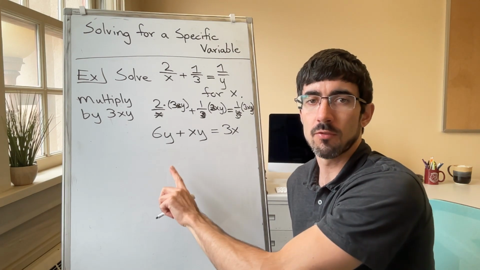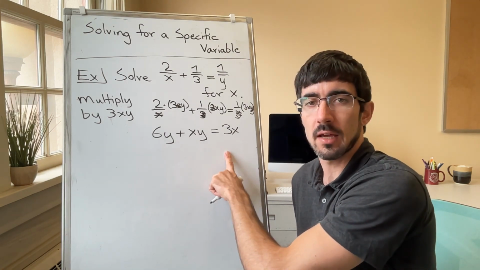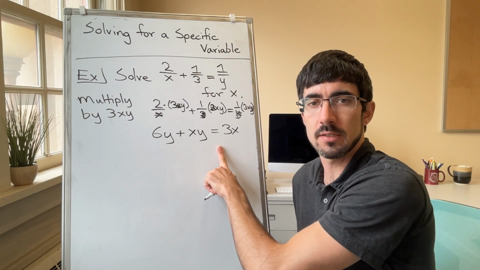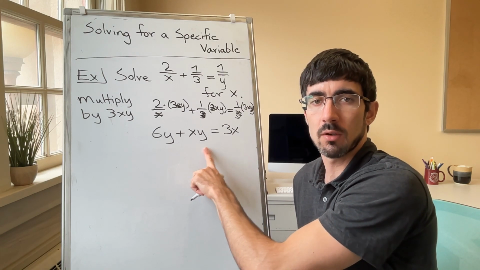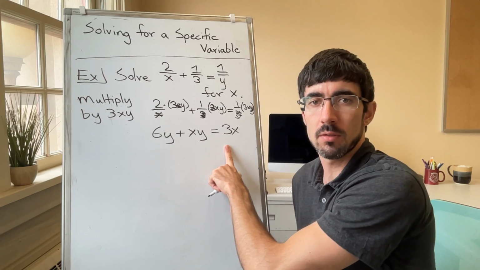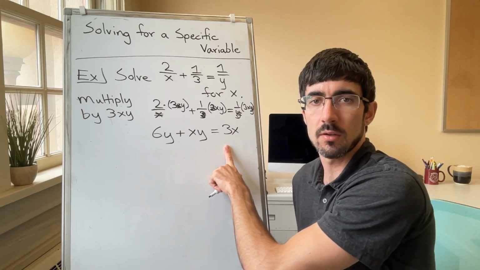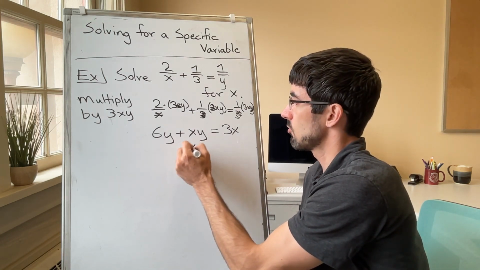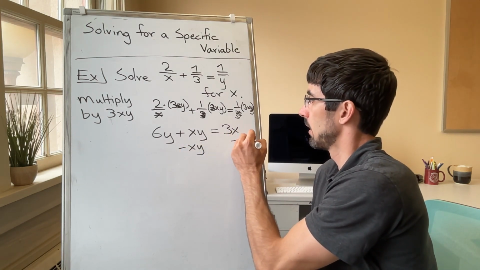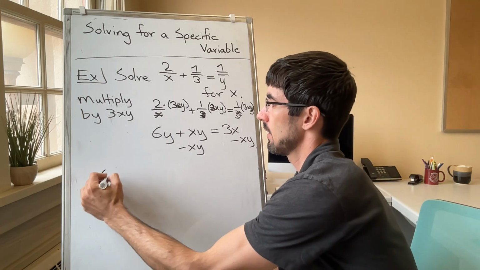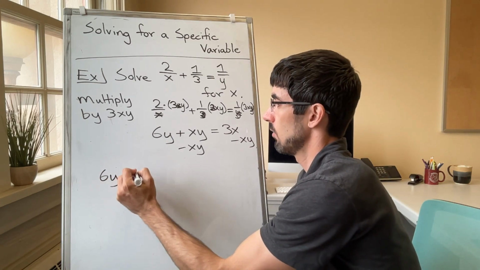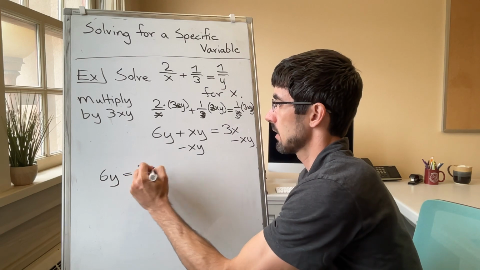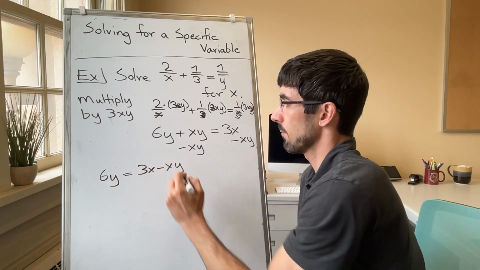I'm trying to solve for x, so I need to isolate x. I still see it in 2 places here, so I should rearrange terms to get both of these terms with x on the same side of the equation at least. I'll do that by subtracting xy. And I get this, 6y equals 3x minus xy.